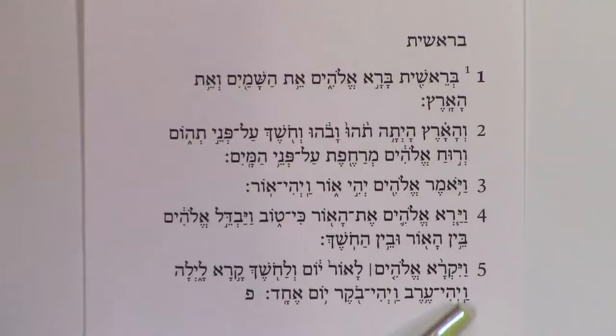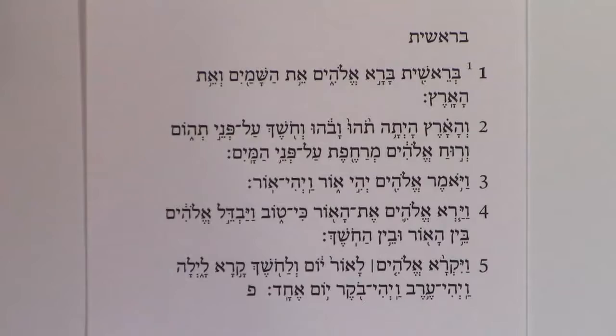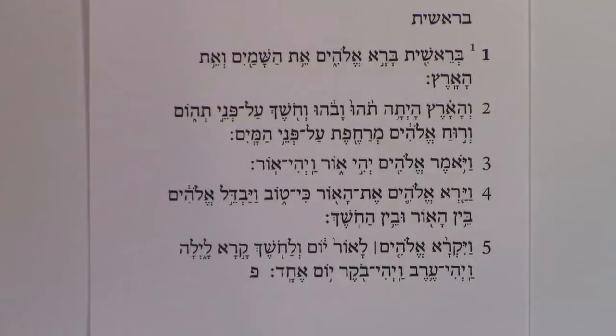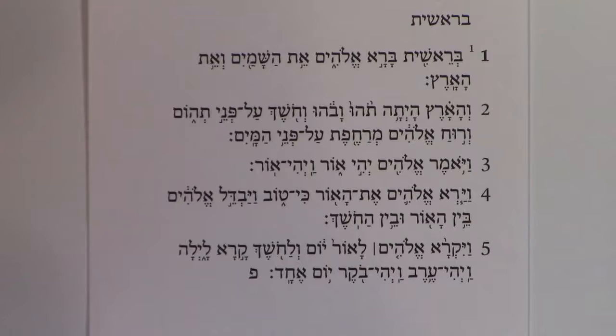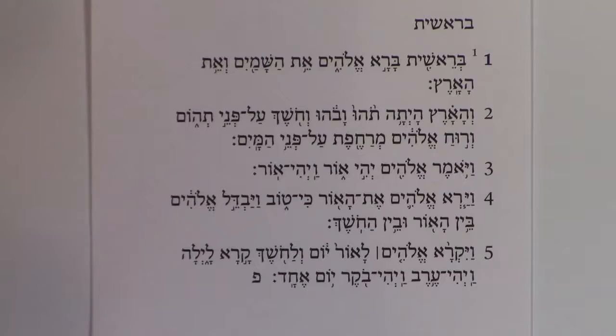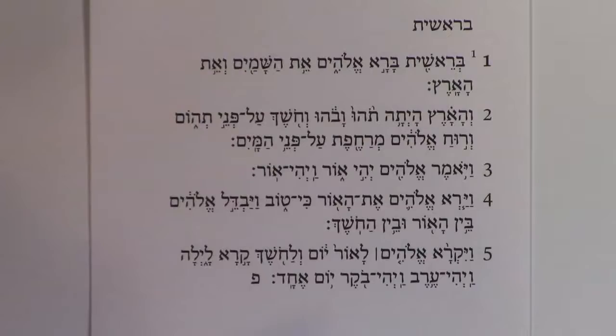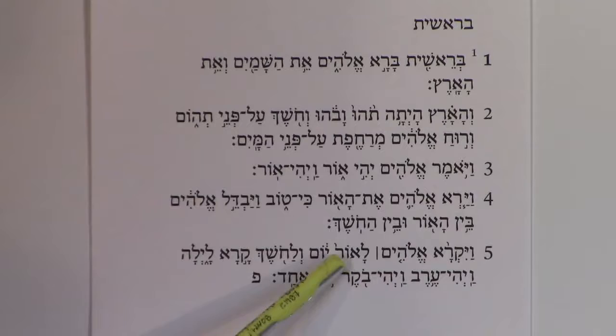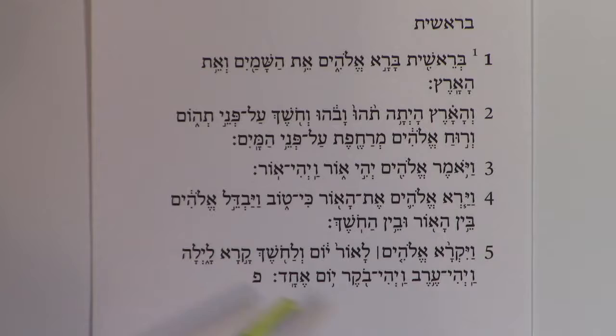I'm going to read it to you, and I'm going to go real slow, because remember, the first thing you're always doing in Hebrew is a transliteration. Of course, I did that for you almost every time in Hebrew 101 and the first part of Hebrew 102. Now that's something you're going to start doing on your own. I'm going to articulate it for you so that you're helped in that. So it's Vayekra Elohim Laor Yom Velachoshech Kara Laila Vayehi Erev Vayehi Boker Yom Echad.